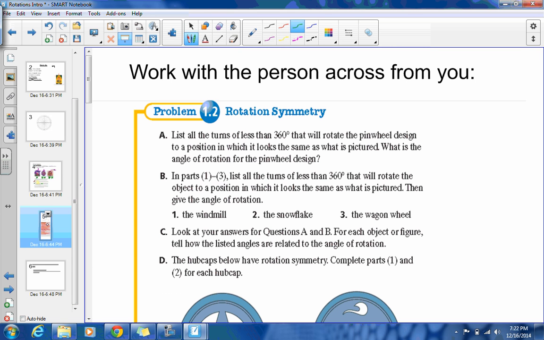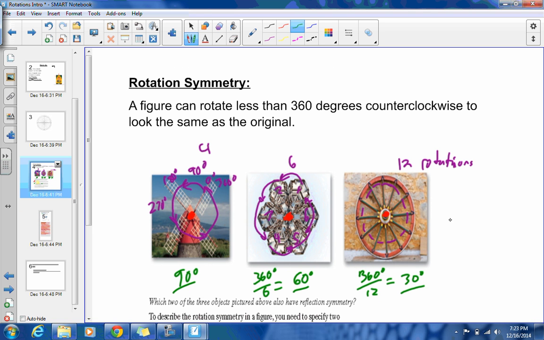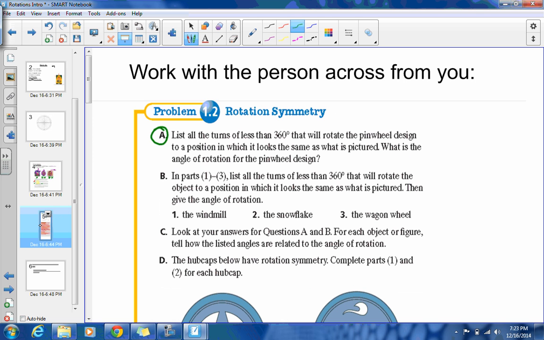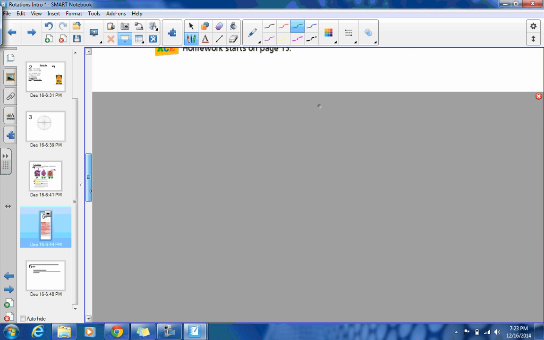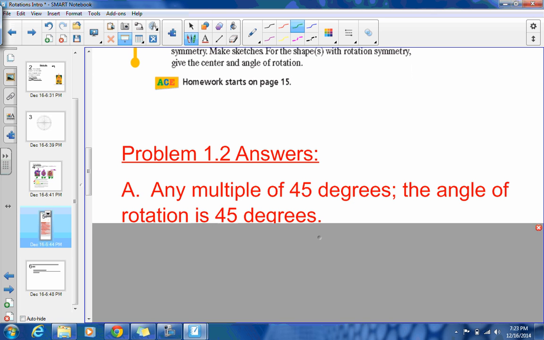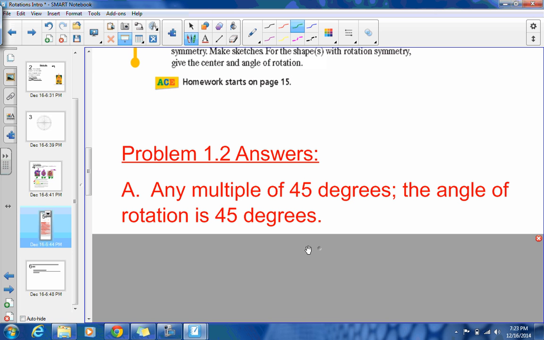So, quick little practice. Got some questions for you here. And this is looking at the pictures before. A says, list all the turns less than 360 degrees that will rotate the pinwheel. So we're talking about the pinwheel here. This is the pinwheel that we said has 12 rotations to a position that looks the same. What is the angle of rotation on the pinwheel? Now, I laid that down here. This might help. Any multiple of 45 degrees, it says. The angle measure of rotation would be 45 degrees.